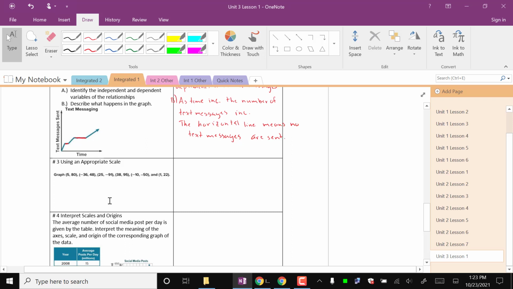Number 3, so we're given all these values, and what we want to do is come up with a scale that we can use for these values. So if we look at my x coordinates, just the x's, that's my 5, my negative 36, my 25, my 38, my negative 10, and my 1. The x coordinate is between negative 36 and positive 38.